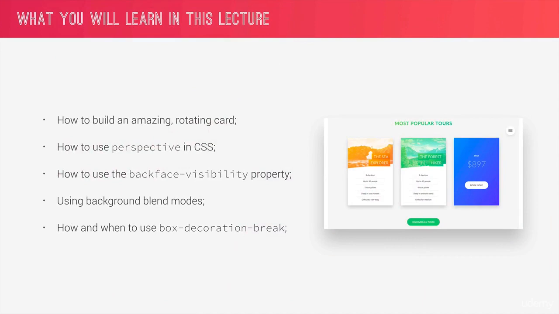And to do so, you'll learn how to use the perspective and backface visibility properties in CSS. Plus, you're going to use background blend modes, and you'll also learn how and when to use the box decoration break property. So there are like 200 lines of SASS code in this section alone. So let's get to work.